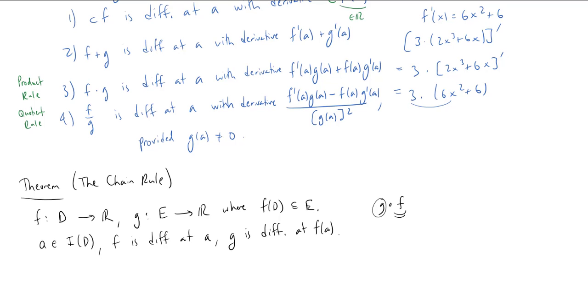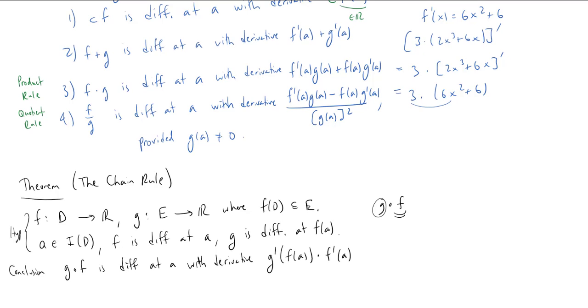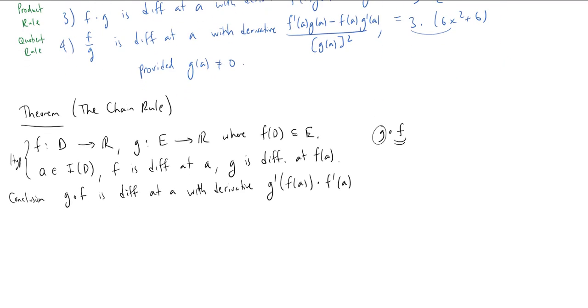The conclusion, okay, so this is all the hypotheses. The conclusion is that the composition, g composed with f, is also differentiable at a, with derivative... Okay, so how does the chain rule work? You take the derivative of g at f of a, and then you have to multiply by the derivative of f at a. Okay, so g prime of f of a times f prime of a. Okay, so there's the chain rule.